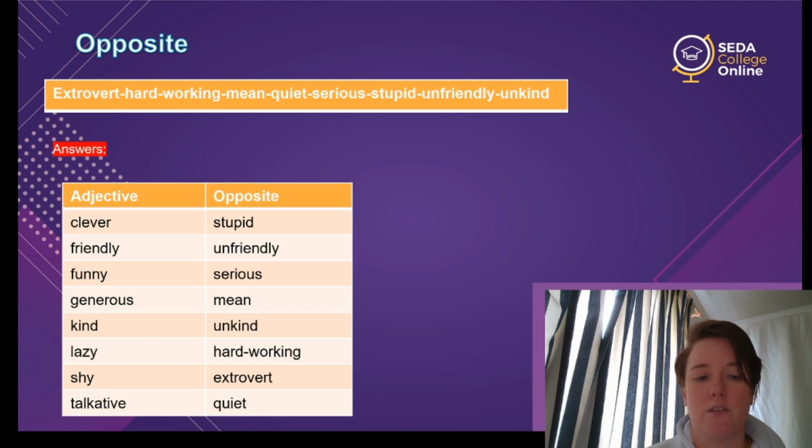Shy, extrovert, talkative, quiet. Okay, so all of these are the adjectives to describe people, and I'm sure you've got maybe some more of your own, but these are pretty common ones that we use.